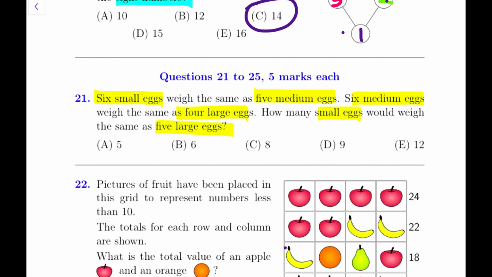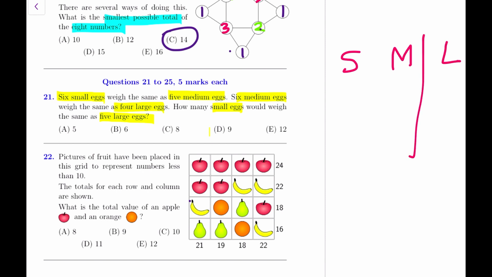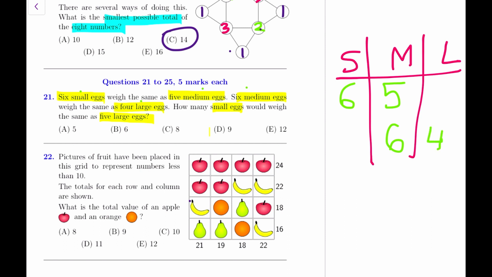So this is a little bit more information, so let's write it down. So we have 3 kinds of egg: small, medium, and large. Now, according to the information, 6 small eggs are the same as 5 medium eggs. So 6 small eggs weigh the same as 5 mediums, all right? And according to the second piece of information, 6 medium eggs weigh the same as 4 large. So 6 medium eggs, if this was a weighing scale, would be equal to 4 large.